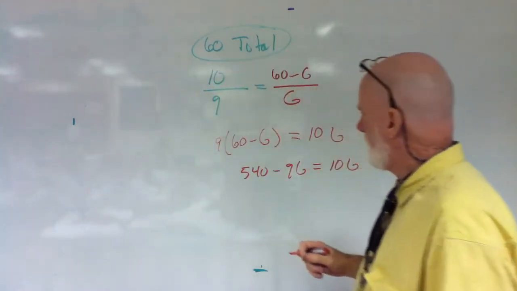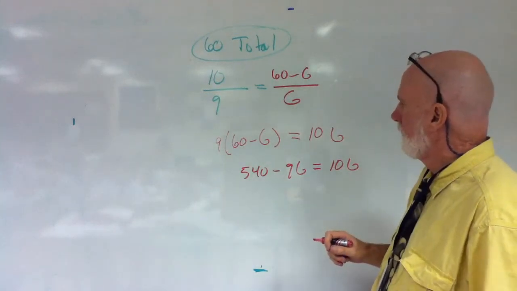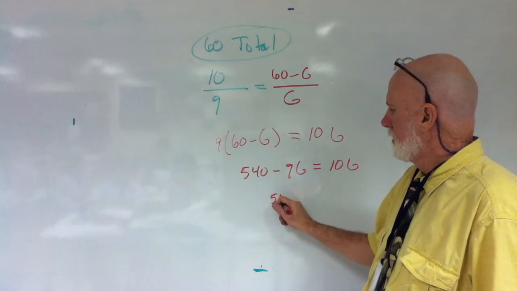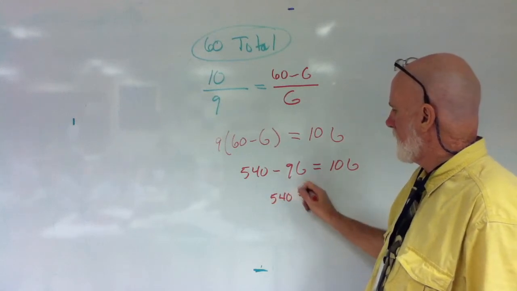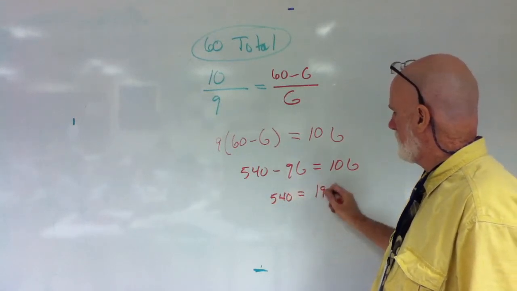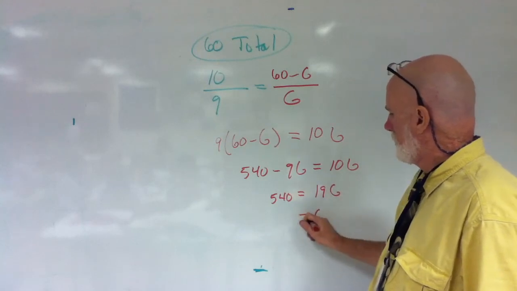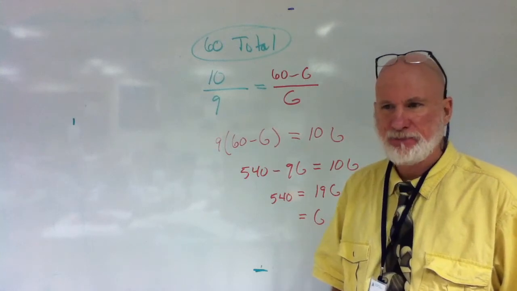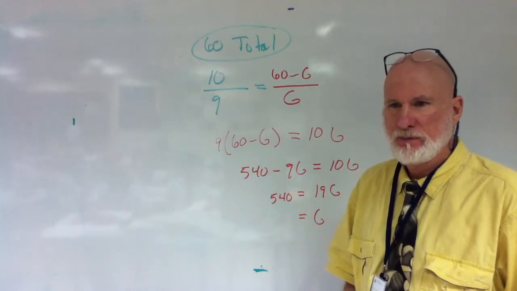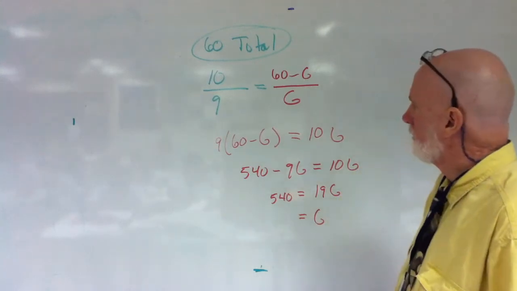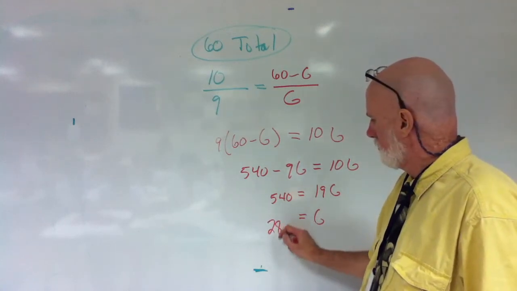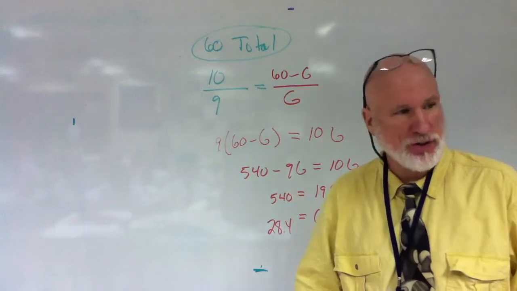And then add 9G to both sides. 540 equals 19G. The number of girls equals 540 divided by 19, which is 28.4. That's the number of girls, correct?